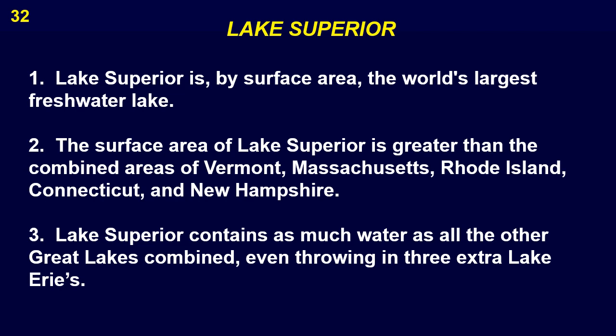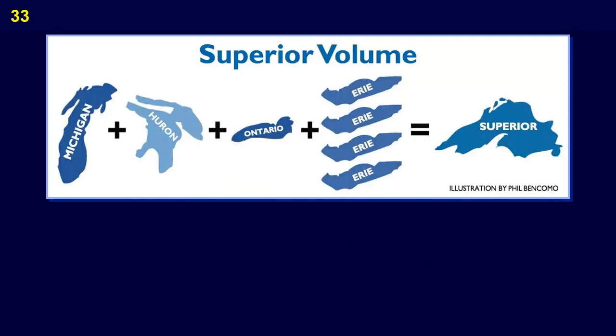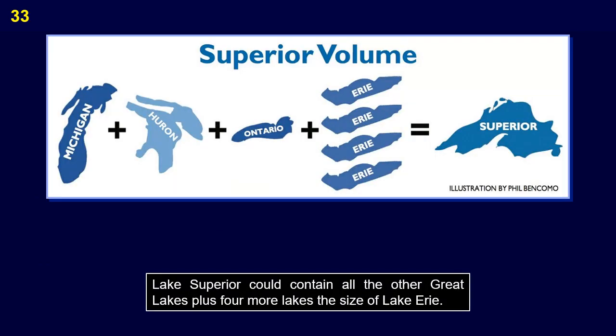3. Lake Superior contains as much water as all the other Great Lakes combined, even throwing in 3 extra Lake Eries. Lake Superior is the largest of the Great Lakes in surface area and volume. Lake Superior could contain all the other Great Lakes, plus 3 more lakes the size of Lake Erie.